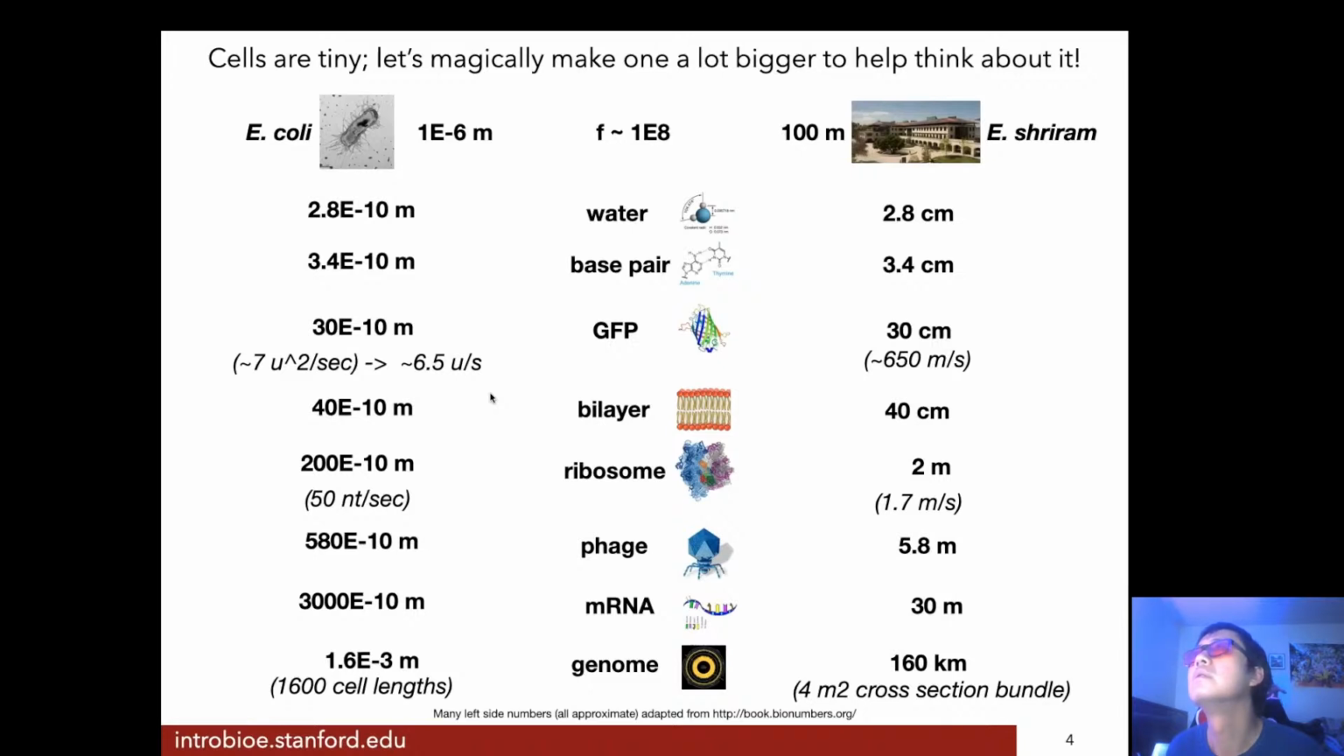Not that it looks this way, but if you packed it up in the building and had it be really densely configured, back and forth, back and forth, 1,600 times, the cross section of that bundle would be about 4 meters square, right? So that's kind of interesting. It all fits within this 100 meter building.